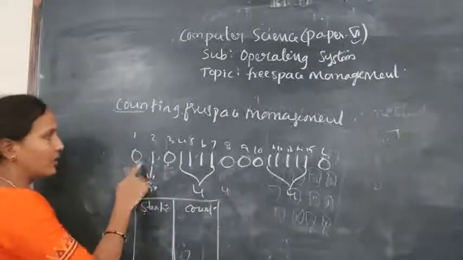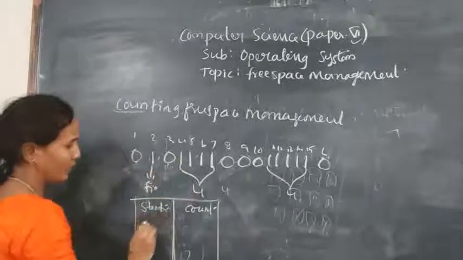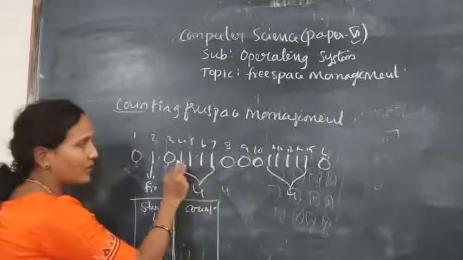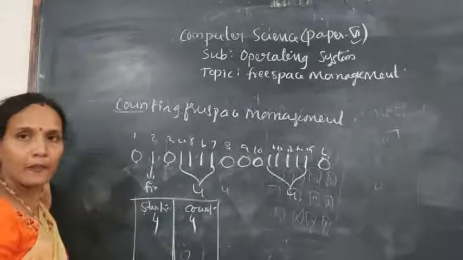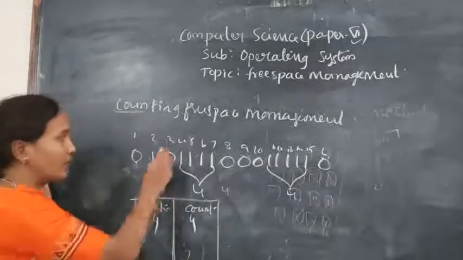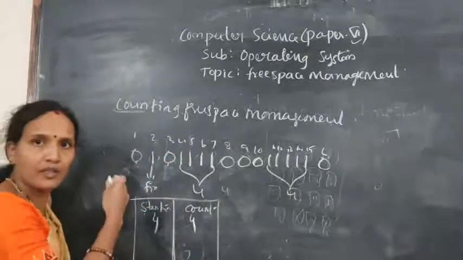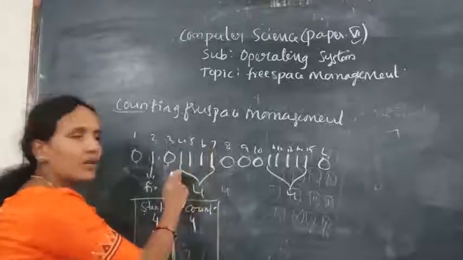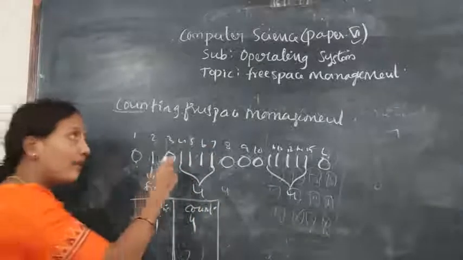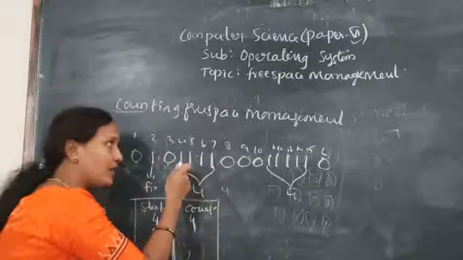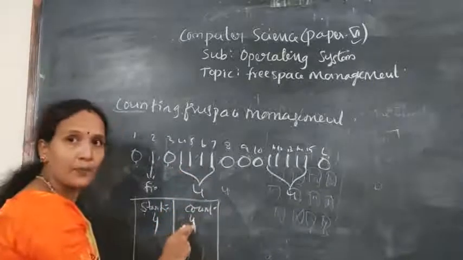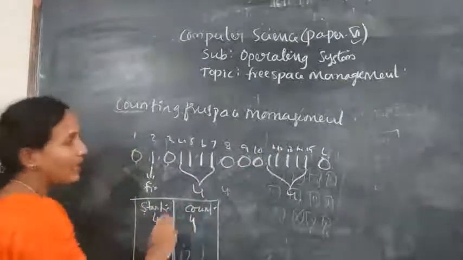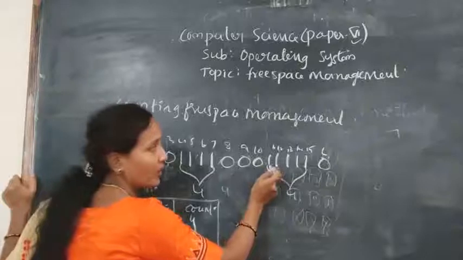So here you see the start is at the 4th block, which is free. With the 4th, how many blocks are free continuously? 4. Okay, understood? Here we give the information about the first block, which means from which block the continuous memory blocks are free. Here the first block number is free, and with this, how many blocks are free continuously? 1, 2, 3, 4. 4 blocks. Okay. Now next, you see it's the 11th one. After the 11th block, how many continuous blocks are free? 1, 2, 3, 4, 5.